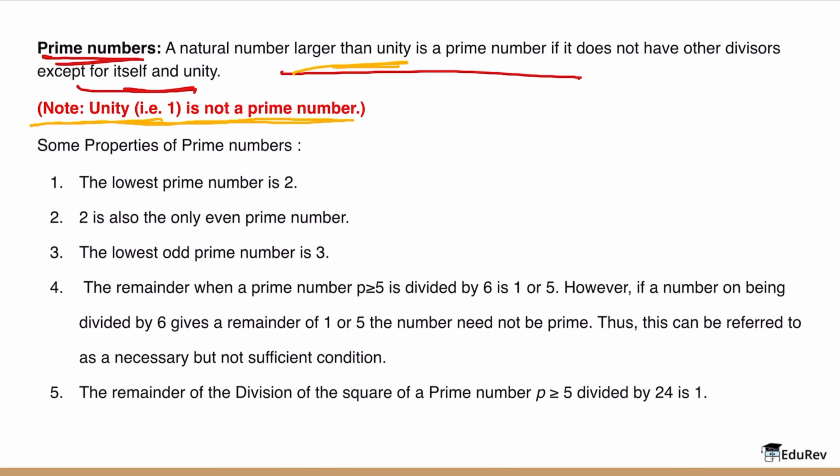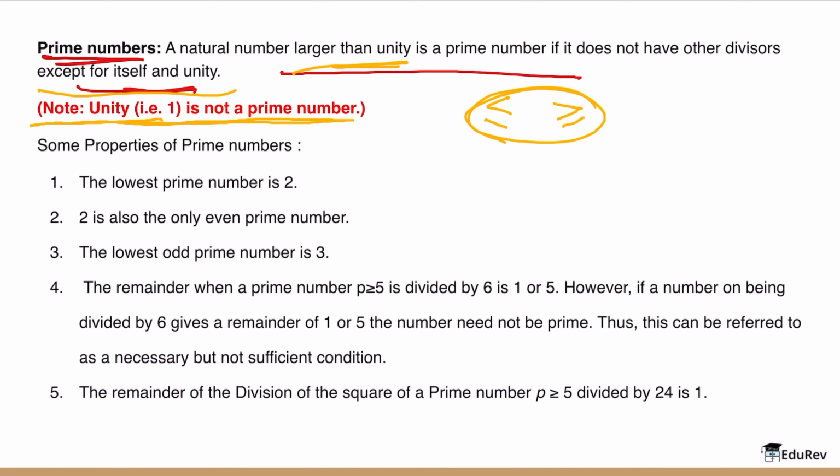Now, I did not know the concept of larger or equal to or less than or equal to or anything like that. But the thing was that it was said that it should not have any other divisor except for itself and unity. Now, obviously, 1 is divisible by itself. And because 1 is unity, it is divisible by unity.